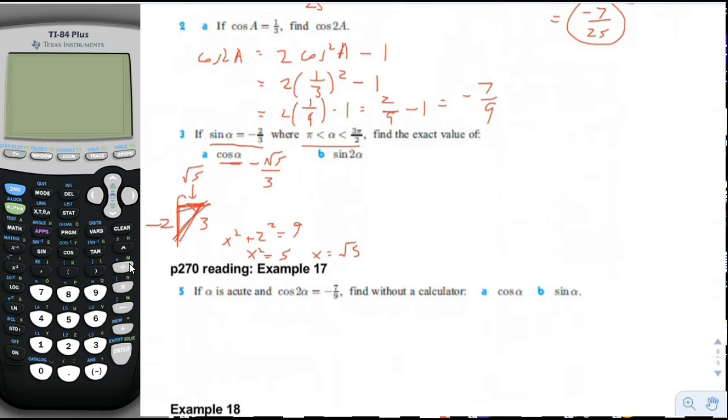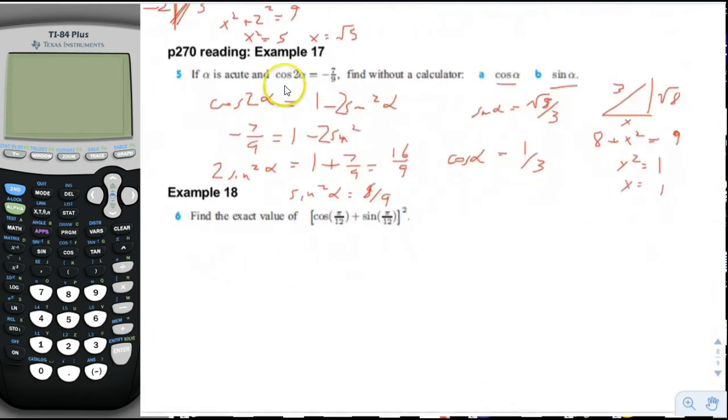The sine of 2 alpha is going to be 2 times the sine of alpha times the cosine of alpha. So sine of alpha, we just know that it's negative 2/3, right? And cosine of alpha, we know is negative square root of 5 over 3. So the answer is, no negative, because the negatives multiply and become positive, 4 square root of 5 over 9. Okay.